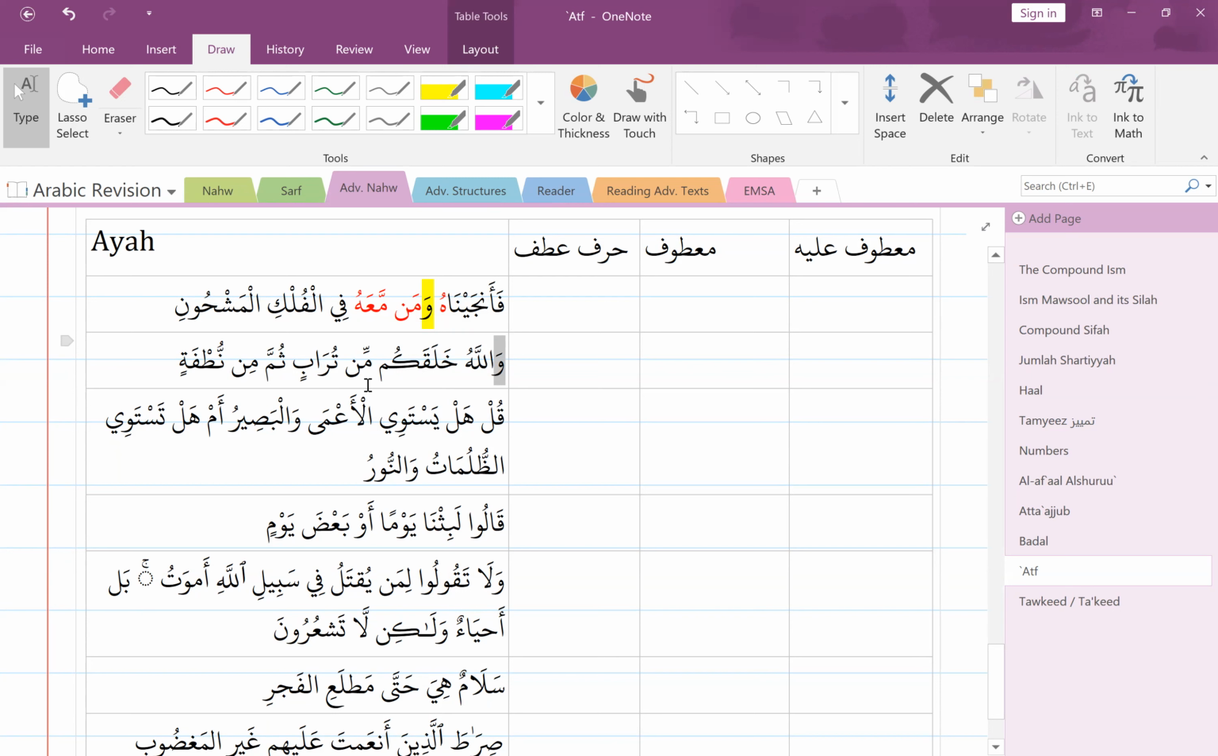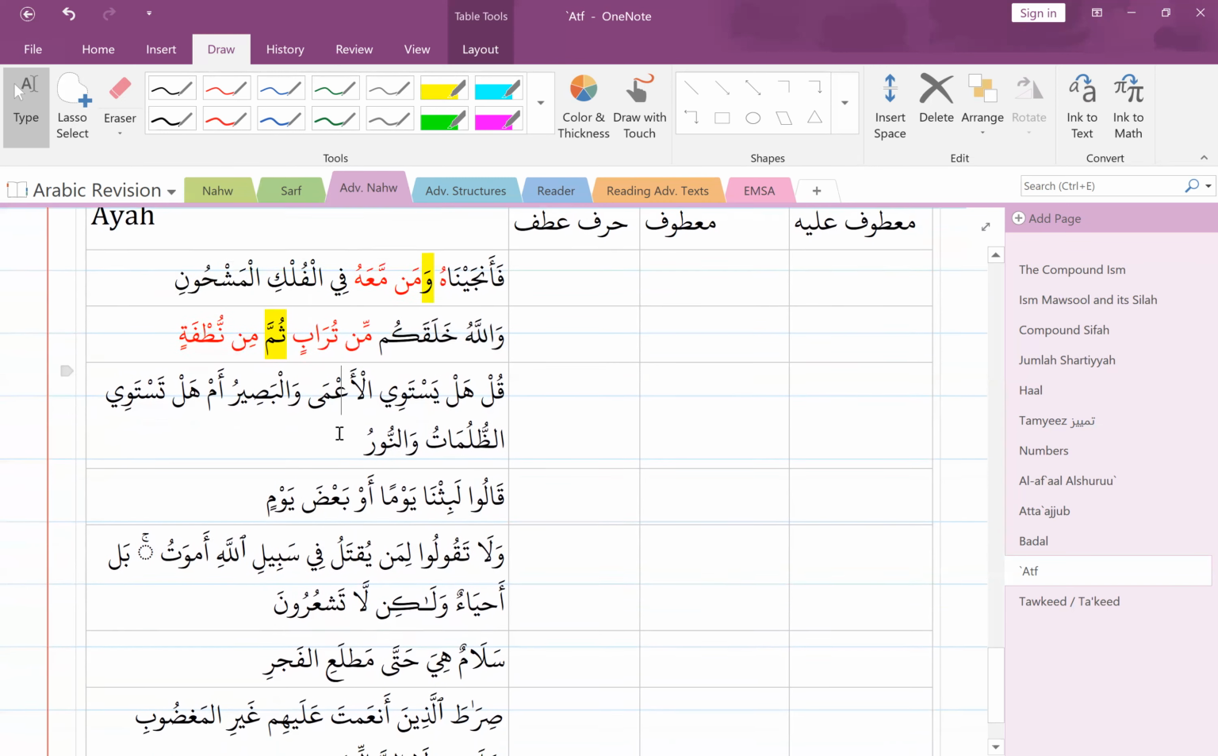Wallahu khalaqakum min turabin thumma min nutfatin. So thumma is harf atf. Min turabin is matuf alay. Min nutfatin is matuf. Yes, beautiful. So you can actually see, remember I said it connects like to like. Min turabin is just like min nutfatin in status, and they should match. Yes, beautiful.